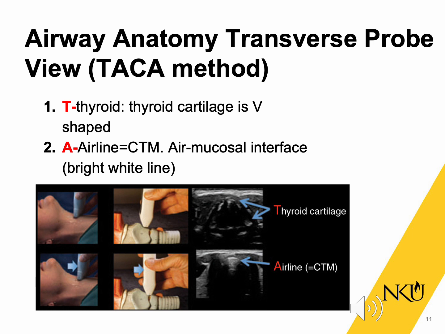A common method used to obtain an image of the cricothyroid membrane is the thyroid airline cricoid airline, also known as the TACA method. So you are going to start cephalad and slide caudal. There are 4 steps that we will be reviewing over the next few slides. 1. First, the prominent triangular V-shaped thyroid cartilage is visualized, as you can see in the top right picture. 2. Moving caudally, you will see the hyperechoic bright white line, and that is the cricothyroid membrane.